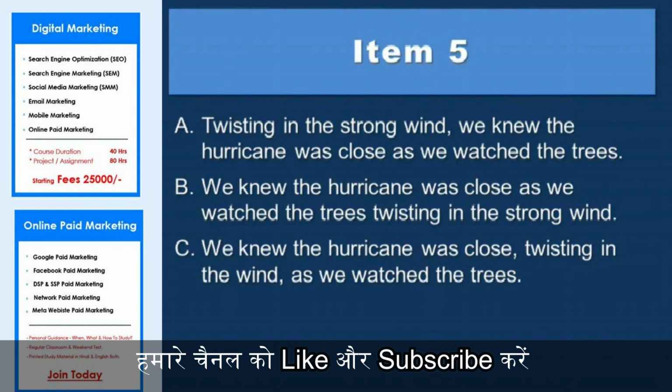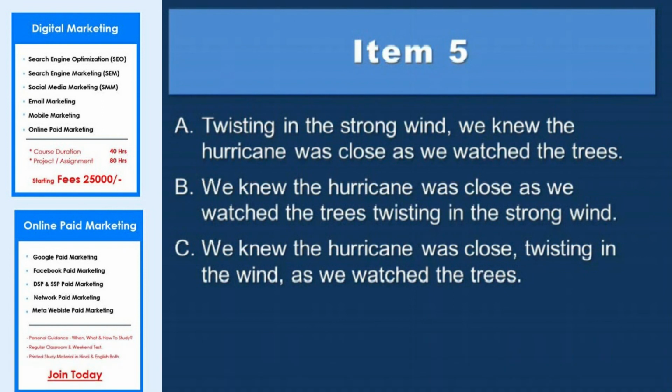B now: "We knew the hurricane was close as we watched the trees twisting in the strong wind." Yes, it was the trees which were twisting in the strong wind and not we. C part now: "We knew the hurricane was close, twisting in the wind." No. The hurricane was close, and what was twisting in the strong wind? It was the trees. So choice B should be the correct answer here.